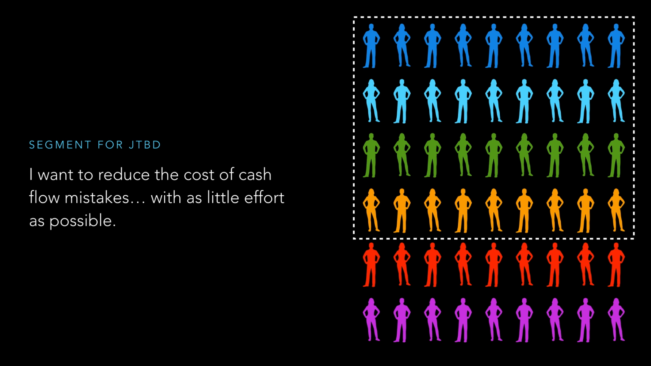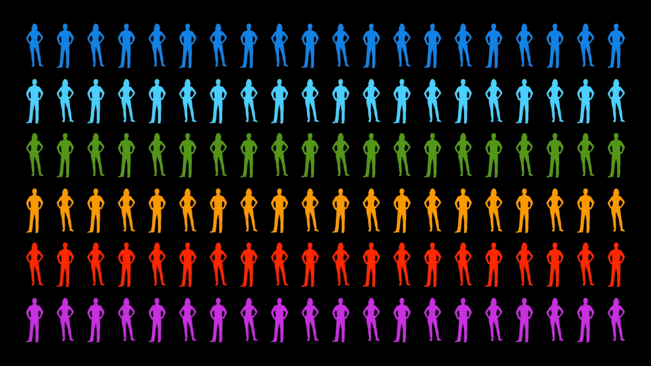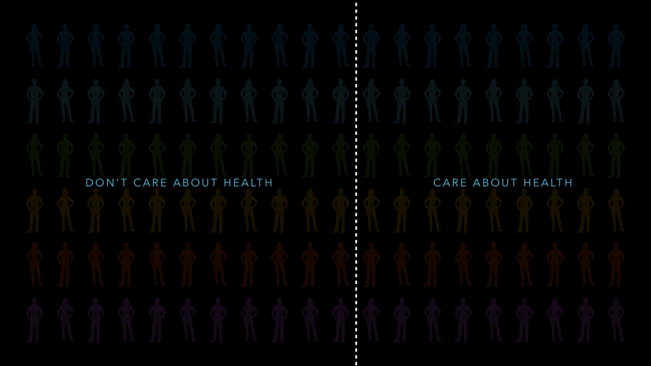The market for the JTBD, I want to feel entertained while filling my stomach on my boring commute to work, is huge. So we can segment that market based on customer attributes. For example, do customers care about how healthy their breakfast food is? We can segment customers into 2 buckets based on that information. The segment on the left is attractive for McDonald's to pursue. The segment on the right isn't.